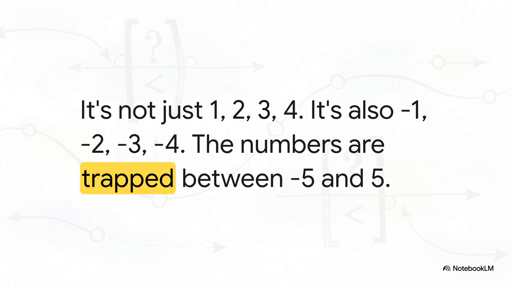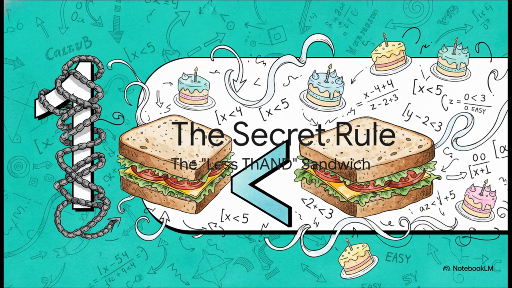But remember, absolute value is all about distance, and distance works in both directions, right? That means we also have to include -1, -2, -3, and -4. So really the answer is all the numbers that are trapped or sandwiched between -5 and 5. And you know what? That idea of being trapped or sandwiched is the absolute secret to solving these things. It leads us straight to this really easy-to-remember rule that's going to make these problems a piece of cake. We're going to call it the less than sandwich.